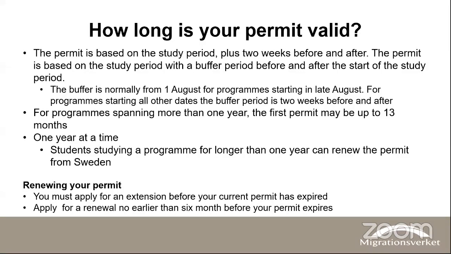The residence permit is granted 1 year at a time. Students studying a program for longer than 1 year can renew the permit from inside of Sweden. When renewing your permit, you must apply for an extension before your current permit expires. This is in order to legalize your stay. And you can apply for a renewal no earlier than 6 months before your current permit expires. And now my colleague Amanda will talk about proof of financial support.